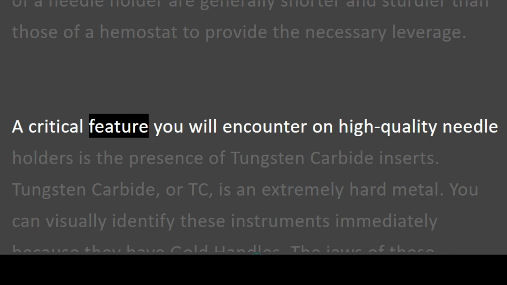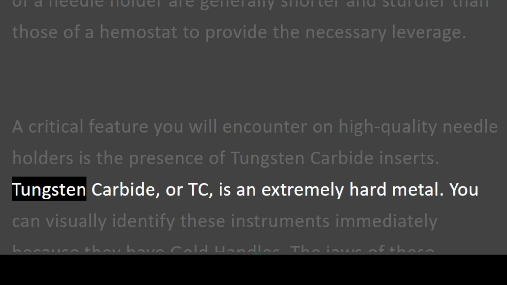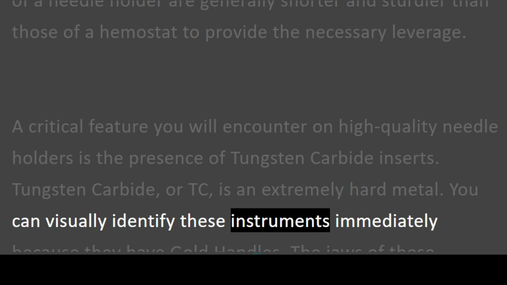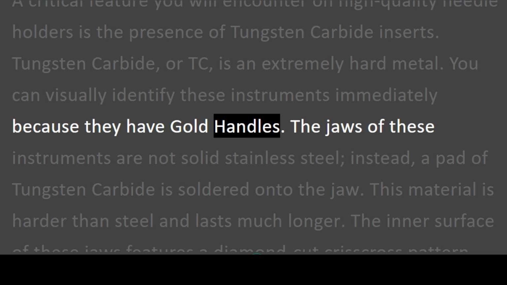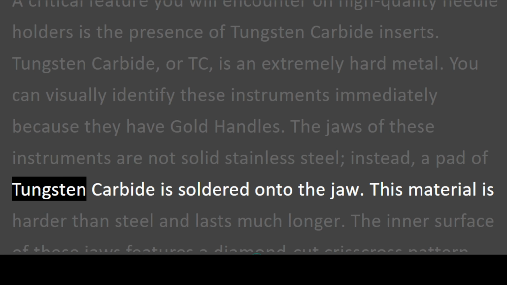A critical feature you will encounter on high-quality needle holders is the presence of tungsten carbide inserts. Tungsten carbide, or TC, is an extremely hard metal. You can visually identify these instruments immediately because they have gold handles. The jaws of these instruments are not solid stainless steel. Instead, a pad of tungsten carbide is soldered onto the jaw.